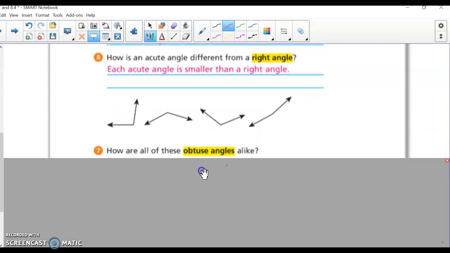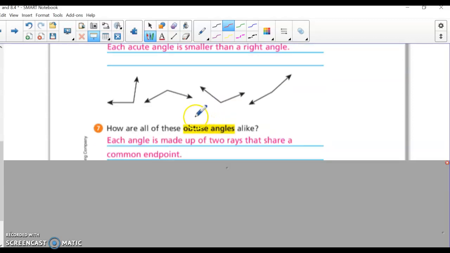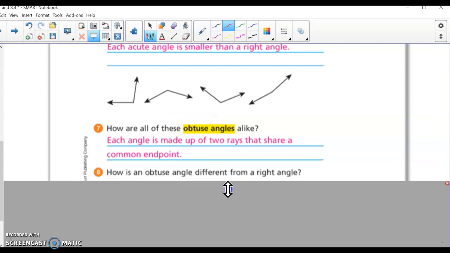Well, now we see obtuse angles, okay? How are all of these obtuse angles alike? Well, same thing. They all have two sides. All angles have two sides, or we call them two rays, right? They start at the same point, and then they go on forever in different directions. Okay? And then how are they different? Right? How is it different than a right angle?